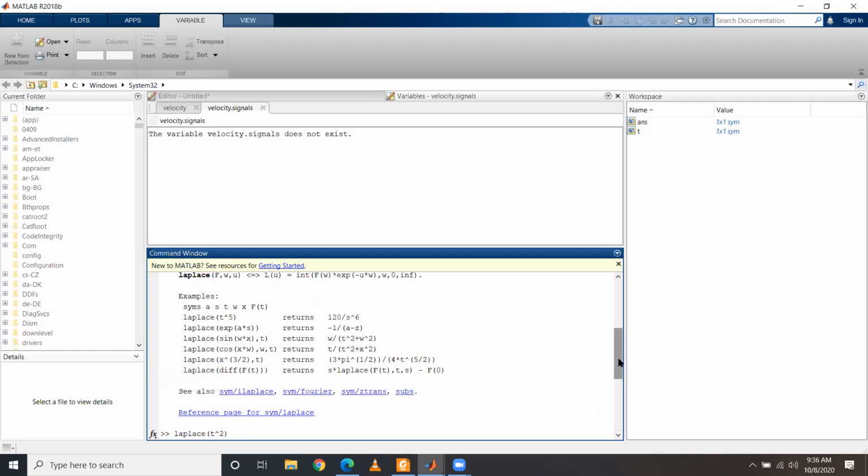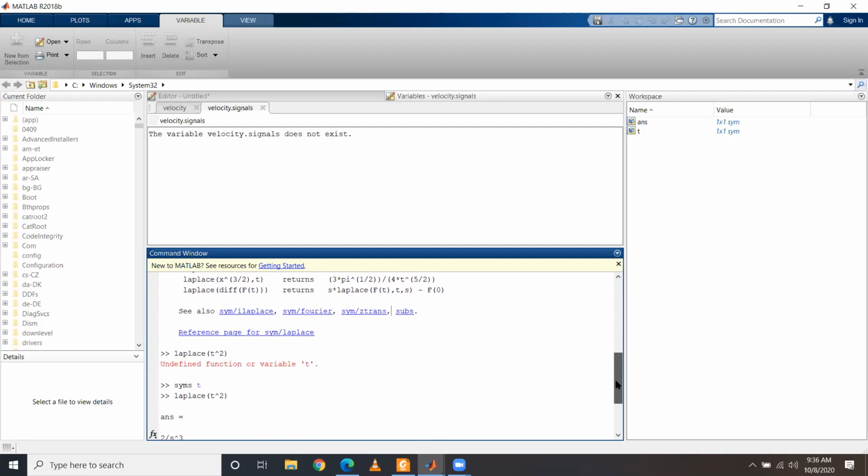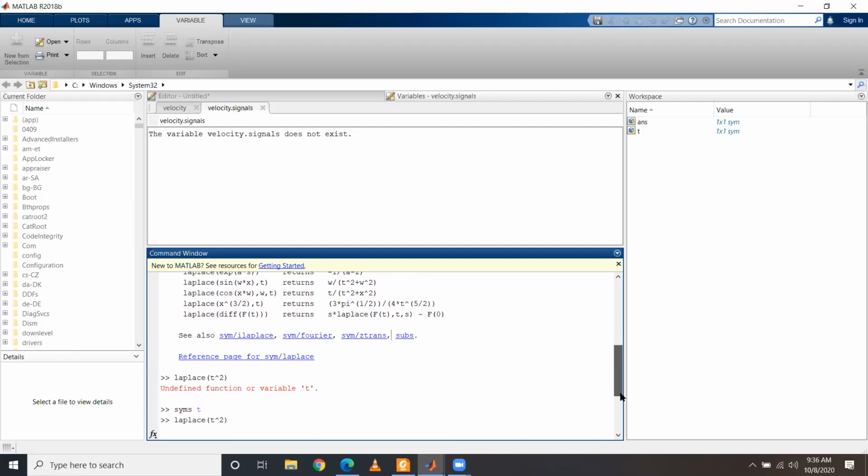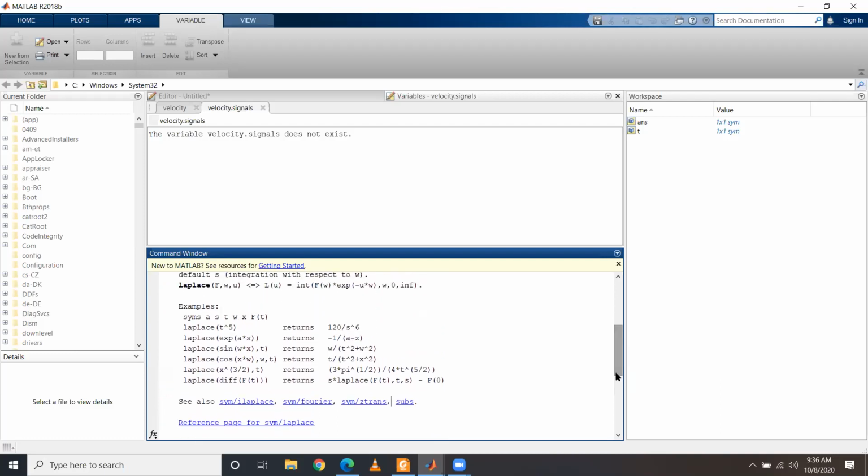There are many other ways to do it. You can check it in help. Again, for this particular lab, not very important, but this might be helpful to you. If you ever get any assignments or any problems to do, not in the lab, where you have to do the Laplace transform and the inverse Laplace transform, one very easy way to check your answer is to use MATLAB, right?